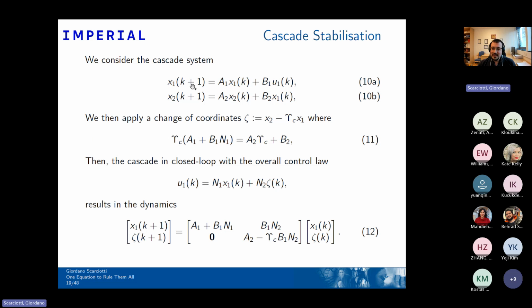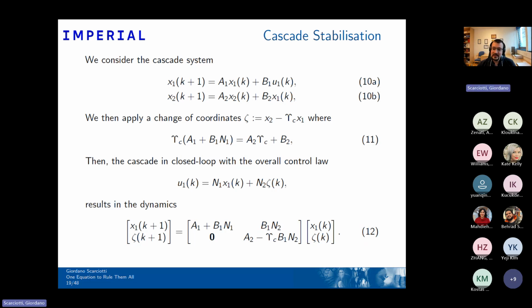So what is the cascade stabilization problem? The cascade stabilization problem is the problem of having 2 systems that are connected in cascade, so in series, and we want to stabilize the cascade by being able to control only the first system. So we have the x1 system in which you can control u1, but for the second system, x2, you do not have an input. The input of x2 is b2 x1, the state of the first system. Okay, so this is the setup. Where does this problem appear?